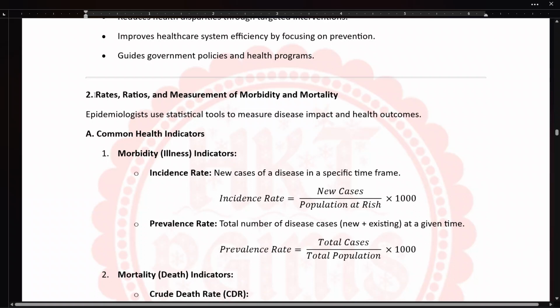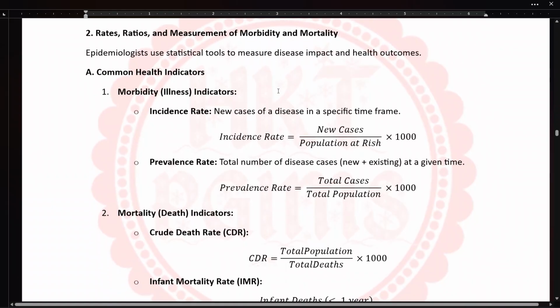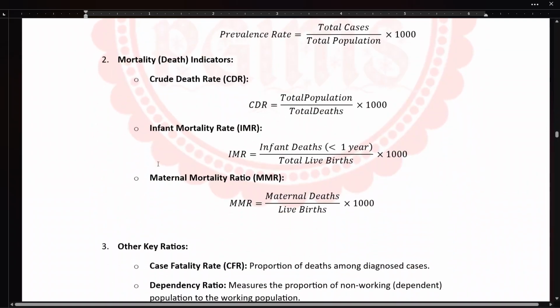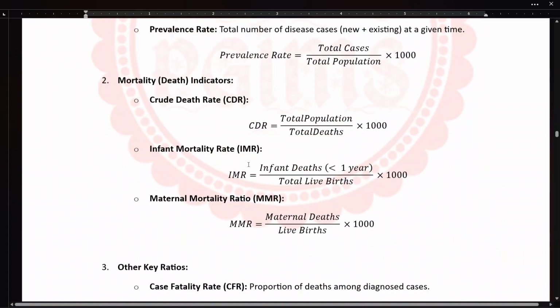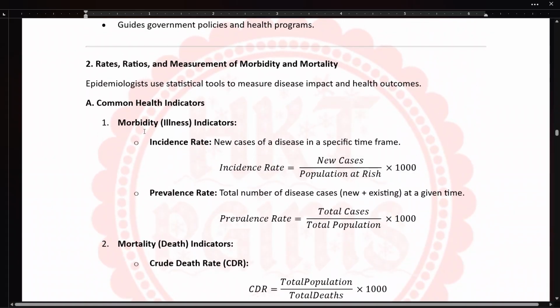Now next we discuss rates, ratios, and measures of morbidity and mortality. We have some formulas over there, and you need to learn those formulas. Epidemiologists use statistical tools to measure disease impact and health outcomes. Common health indicators are morbidity, mortality, and some others. First of them is morbidity, that is the illness indicator.